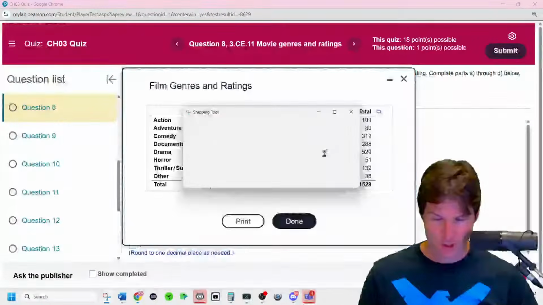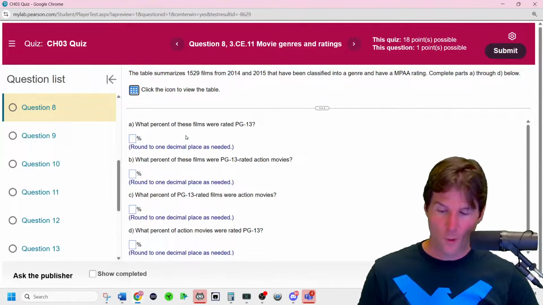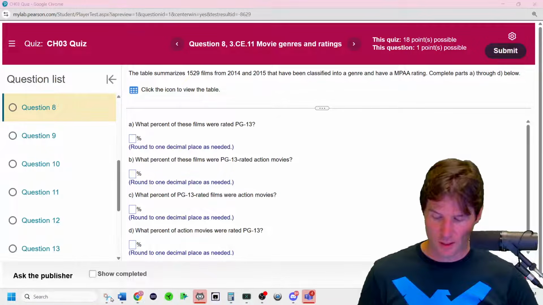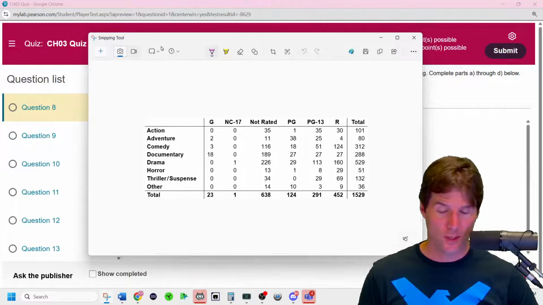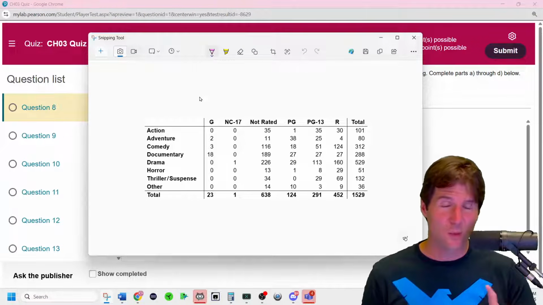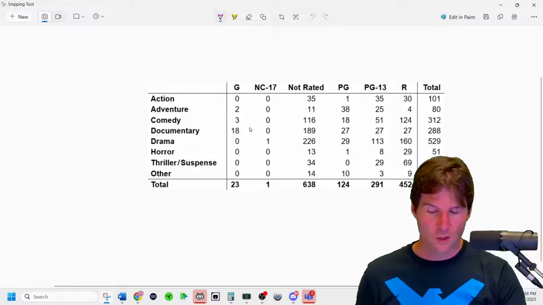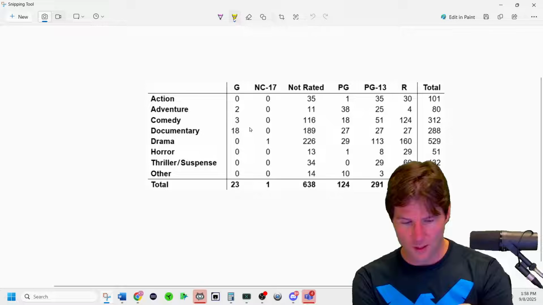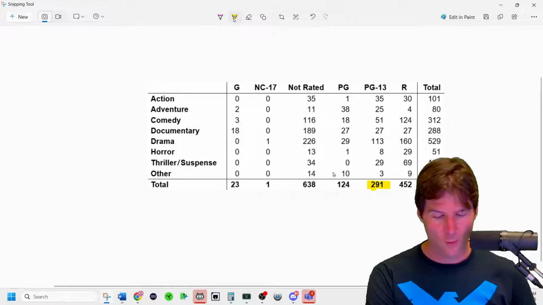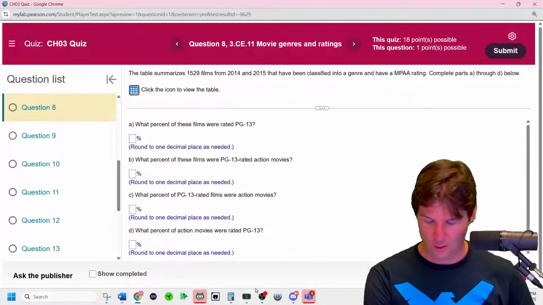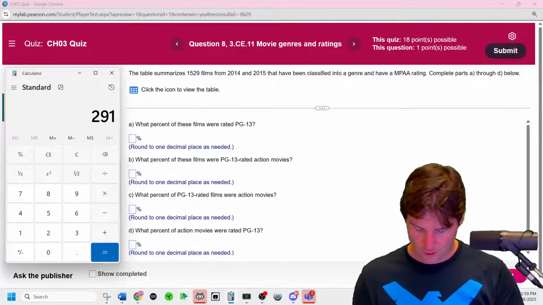For the first question, what % of these films were rated PG-13? So that's a marginal display. It doesn't give us a, given this film is this, what's the probability of this? That's how conditional sounds, like what's the probability of this given this? So PG-13 is just going to be looking here, 291 out of the 1529 total.